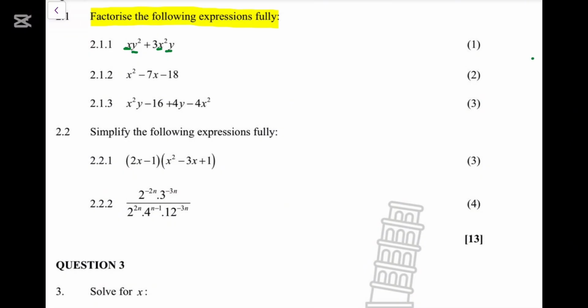So the common factor, we have our common factor as xy. And then if we divide the first term by xy, we are going to remain with y, and then plus 3x. And then that is why this one is just only 1 mark. It is very simple.